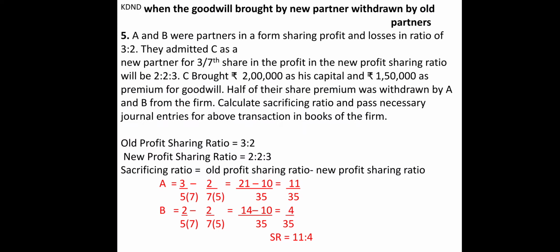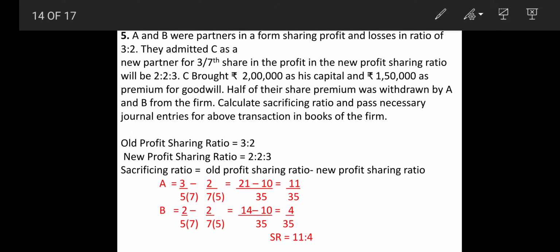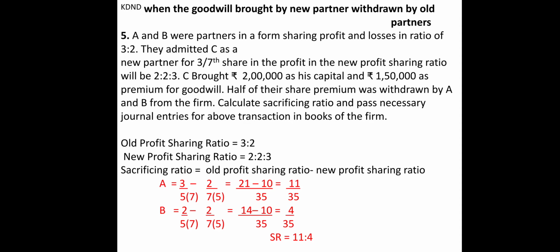Then comes the next sum, when the goodwill brought by the new partner is withdrawn by the old partners. So only in this particular sum, when the goodwill is brought by the partner and that is withdrawn by the old partners. A and B are partners and they are sharing profit and losses in the ratio of 3:2. They admitted C as a new partner with 3/7 share in the profit, and the new profit sharing ratio given is 2:3. C brought 2 lakhs as capital and 1,50,000 as premium for goodwill. Half of the share was withdrawn by A and B. So now let's start with the sum.